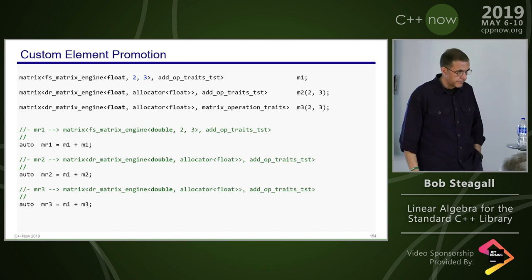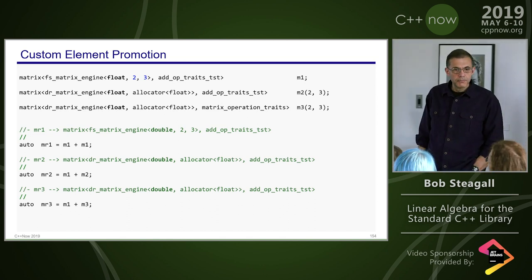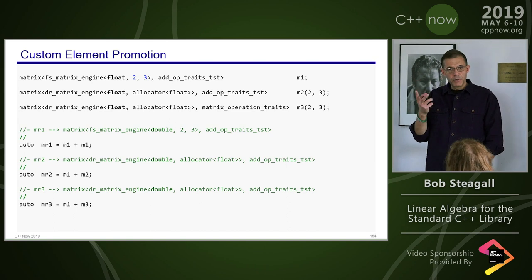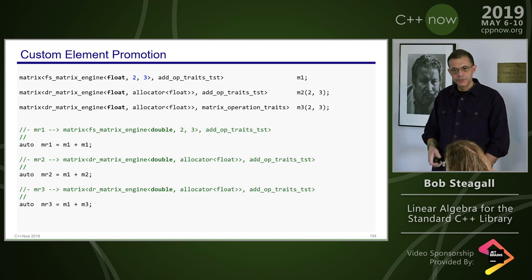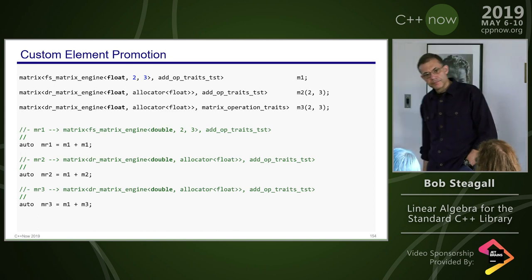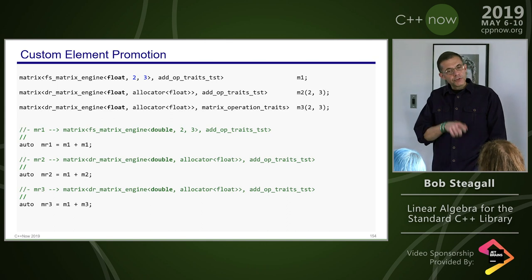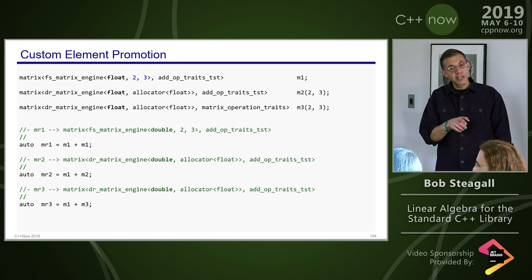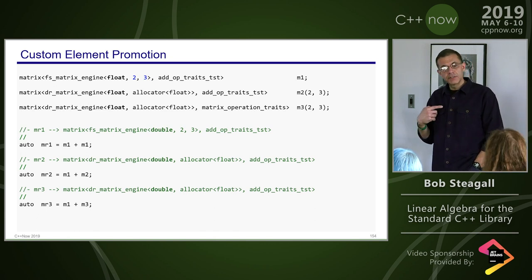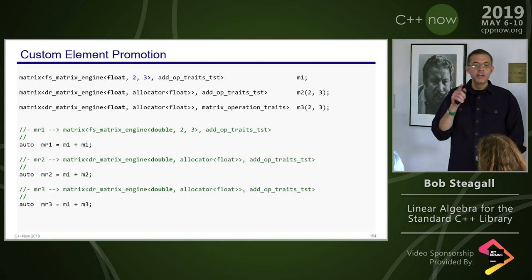Is that because M1 is first, or is... Because the specialization had it both ways. If custom traits was first and default traits was second, or vice versa, in both of those cases, in the traits selection specialization, it picked the custom traits. If you have two custom traits, that's the reason why the matrix operation traits selector is a customization point. Specifically for the case where you have two custom traits, I can't decide what the resulting operation traits should be. You have to decide.